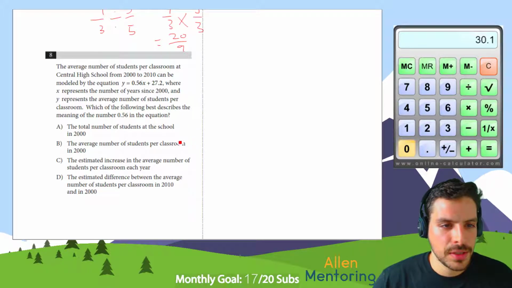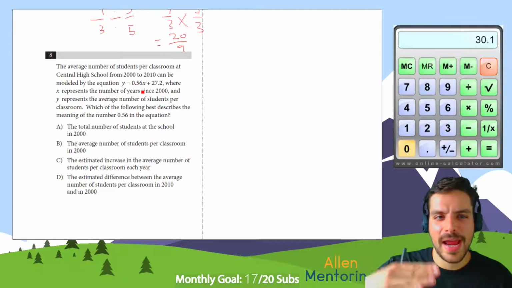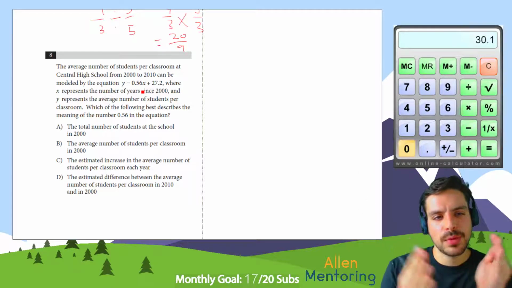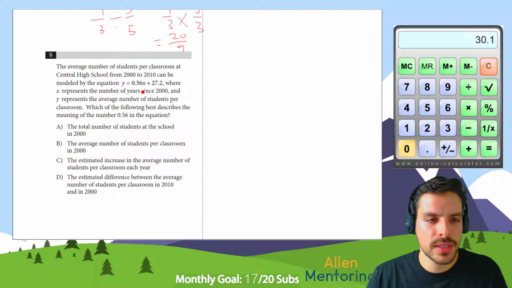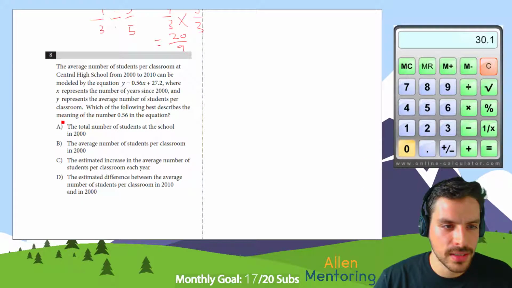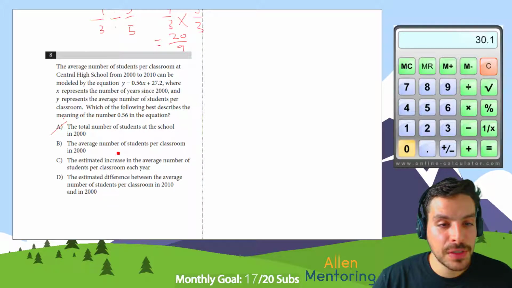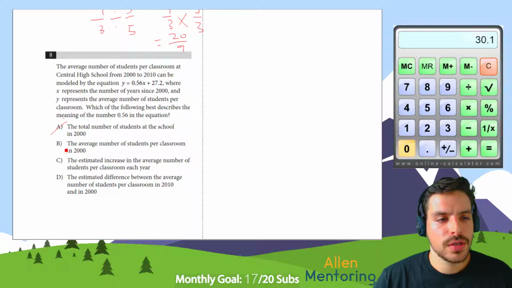Is it the total number of students at the school in 2000? That's probably not it, because we see that it's being multiplied by every year. So it has to have some sort of relation with however many years passed. That's probably not the total number of students, because that would be some sort of constant. The average number of students per classroom in 2000? Again, that would be y, because y is the average number of students per classroom. So that's probably not it either.